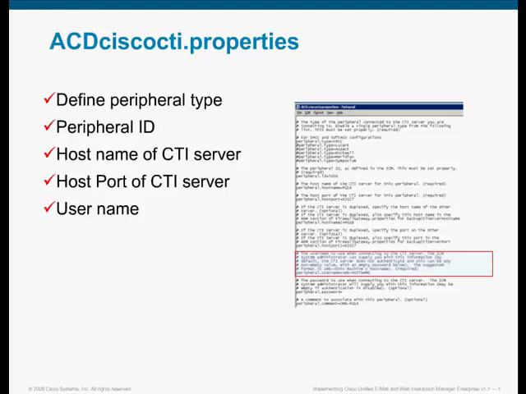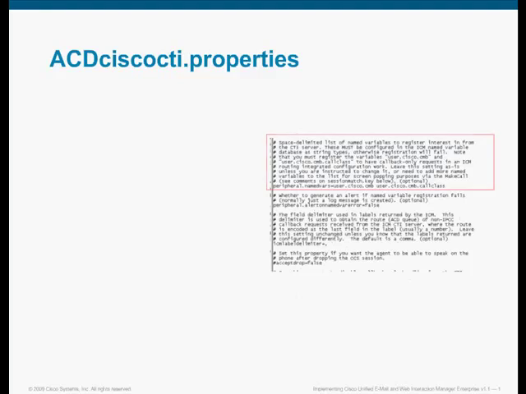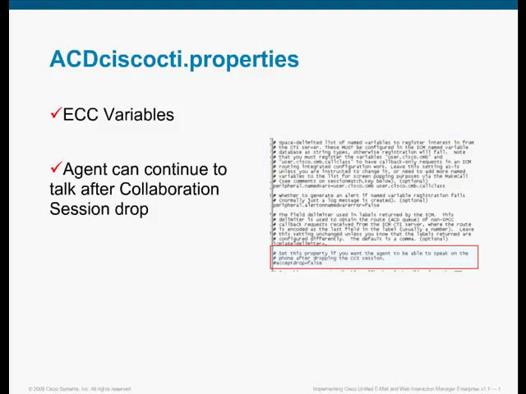Next, we'll fill in a username. This is an optional field, but can be very useful in troubleshooting connections to the CTI server. Optional password, peripheral password. This value can be blank if authentication is disabled on the CTI server. The ECC variables user.cisco.cmb and user.cisco.cmb call class need to be configured in the ICM configuration manager to use callback.